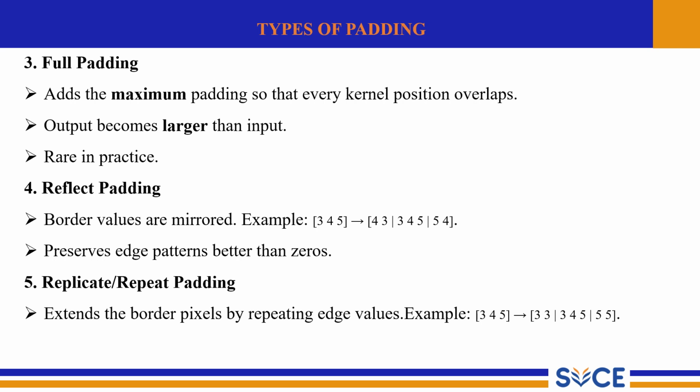Next one is replicate or repeat padding. Replicate padding extends the border pixels outwards by repeating their values. For instance, 3, 4, 5 becomes 3, 3, 3, 4, 5, and then 5, 5. This technique ensures that the edges are continued, which can help prevent artificial discontinuities introduced by zero padding.